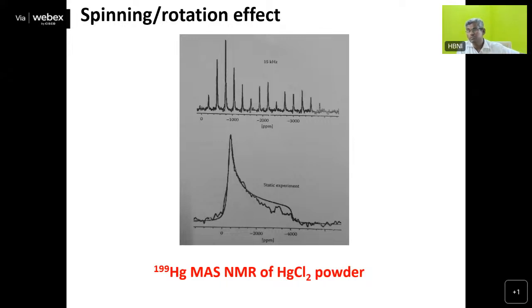if you do magic angle spinning NMR, you will get a lot of lines. So it is very difficult at that stage to say which one is the isotropic peak and which one is a sideband. You will feel a lot of difficulty, and this will come when you go for higher and higher frequency also.